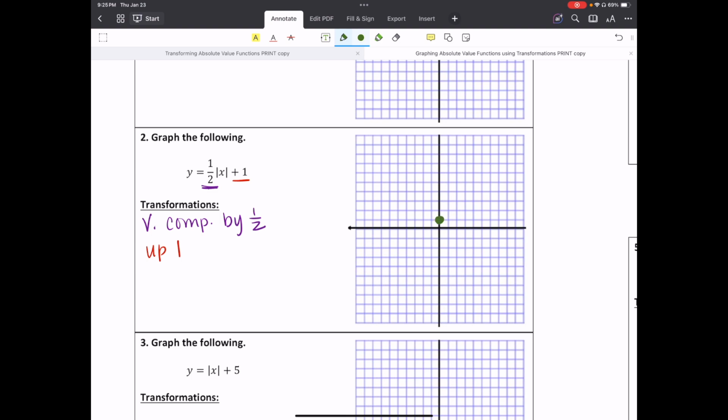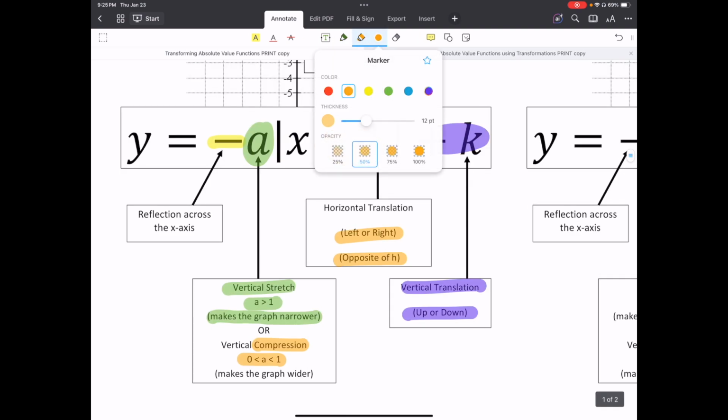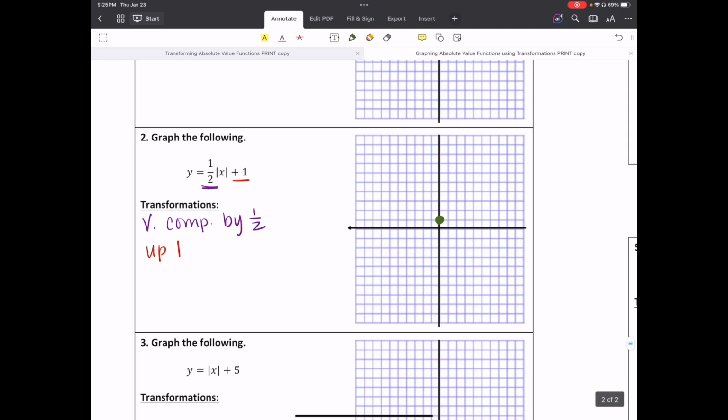Vertical compress, if we look back at our transformations, a vertical compression made the graph wide. So we are going to take our regular absolute value function and just make it wider, the opposite of a stretch. So that's what a vertical compress looks like.